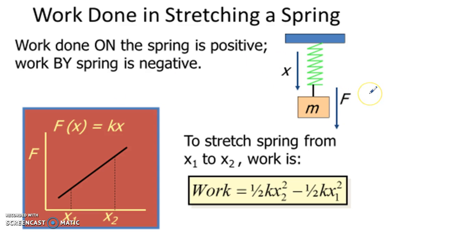The work done in stretching a spring. Work done on the spring is positive. Work by a spring is negative. By pushing down, we're going in the positive direction, but as the spring pushes up, that's in the negative direction. To stretch a spring from x1 to x2, work is shown here: 1/2 kx2 squared minus 1/2 kx1 squared. Okay?